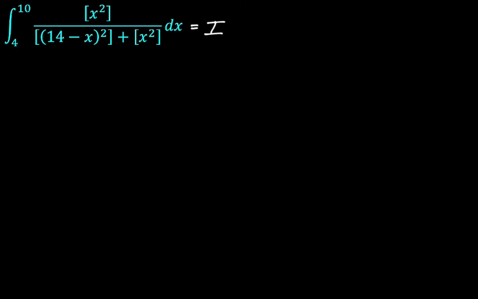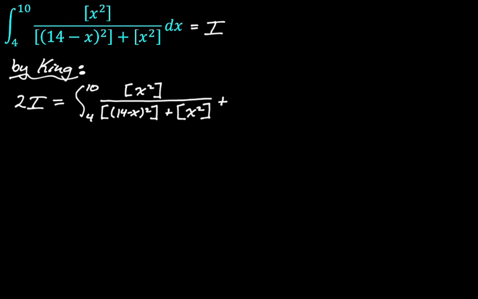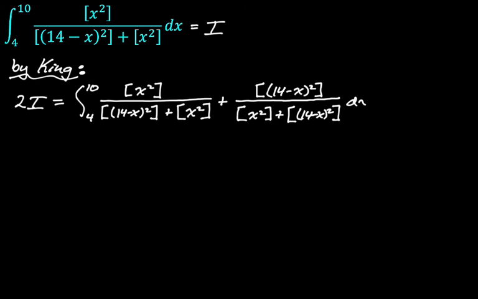We're going to call it I. We're going to do the same thing, and it's going to really help us out. So 2I is our original integral. 4 plus 10 is 14 minus x. So every x becomes 14 minus x. So we're going to get the greatest integer of quantity 14 minus x squared. 14 minus the quantity 14 minus x is just x. So we're going to get the greatest integer of x squared, and then every x becomes 14 minus x.